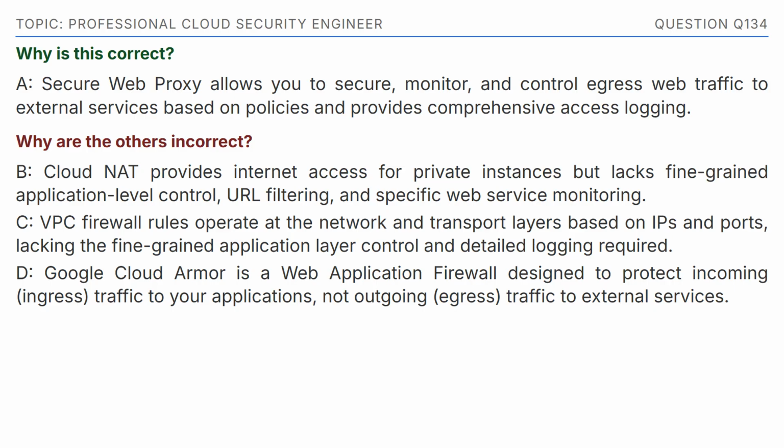B. Cloud NAT provides internet access for private instances but lacks fine-grained application-level control, URL filtering, and specific web service monitoring. C. VPC firewall rules operate at the network and transport layers based on IPs and ports, lacking the fine-grained application layer control and detailed logging required. D. Google Cloud Armor is a web application firewall designed to protect incoming, ingress, traffic to your applications, not outgoing, egress, traffic to external services.